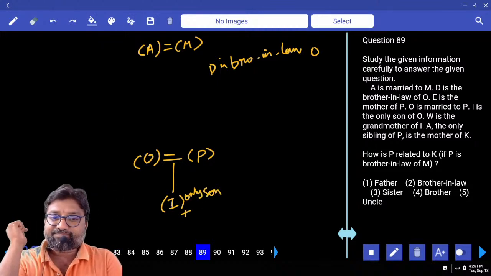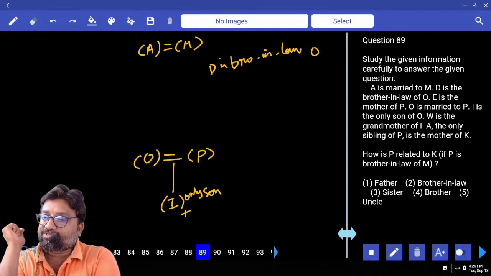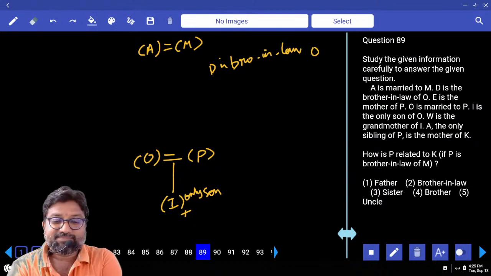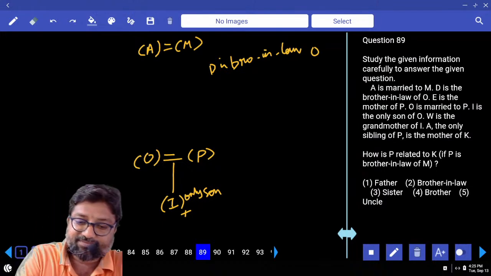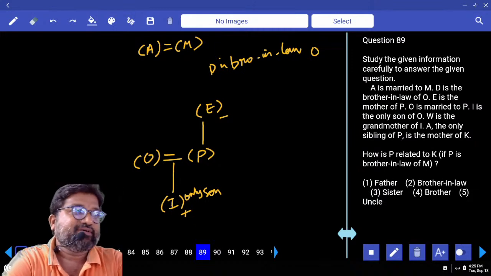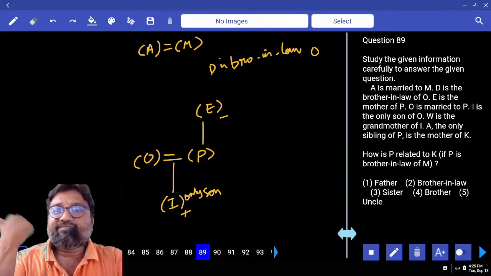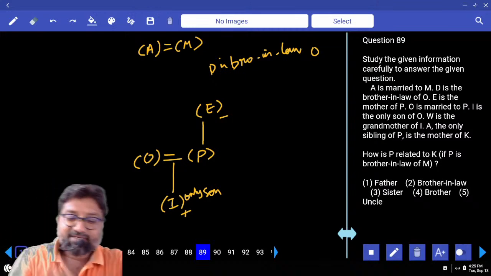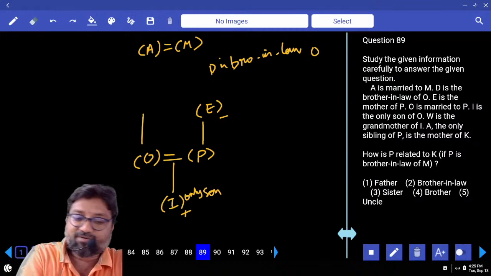W is the grandmother of I. W is the mother of P. Grandmother of I means maybe father side or mother side. But already P's mother is E. So who should W be?